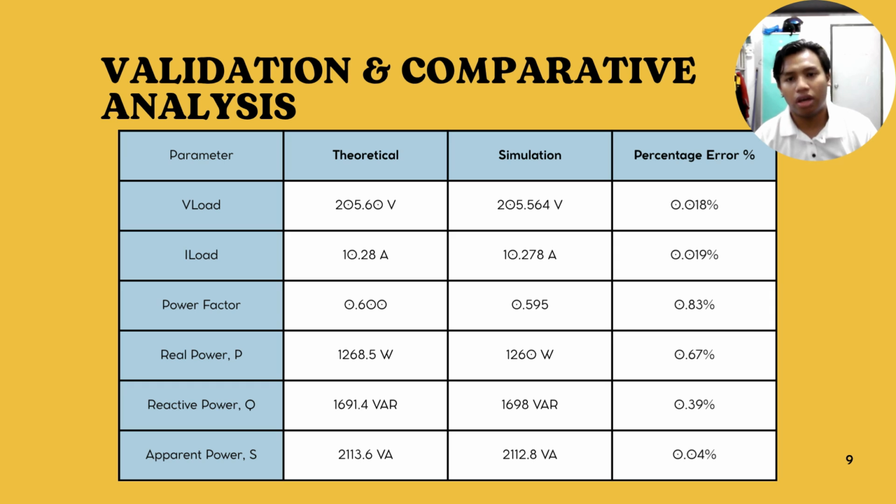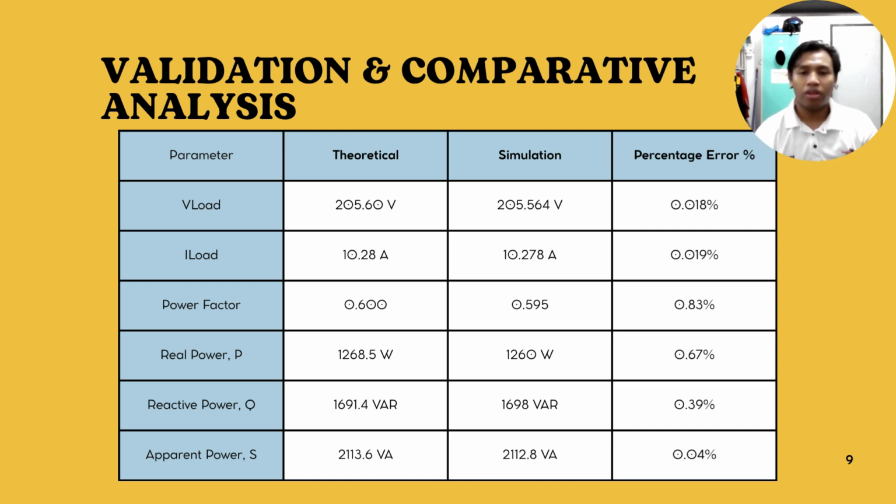And next, our load current, where our theoretical value is 10.28 ampere, and our simulation value is 10.278 ampere. Our percentage error is 0.019%. And our power factor that we got from our calculation is 0.6, and our simulation value is almost the same, which is 0.595. Our percentage error is 0.83%.